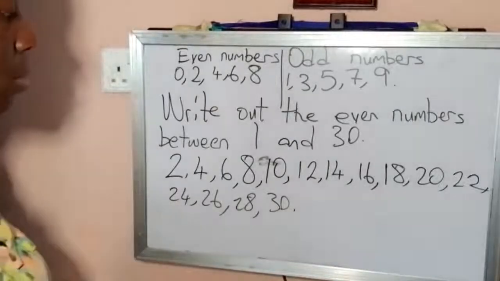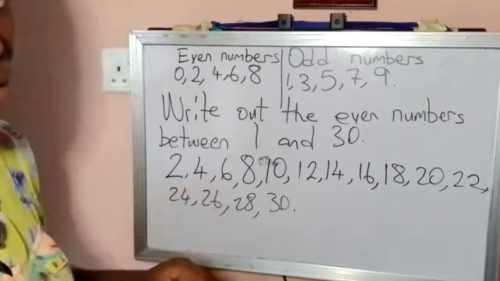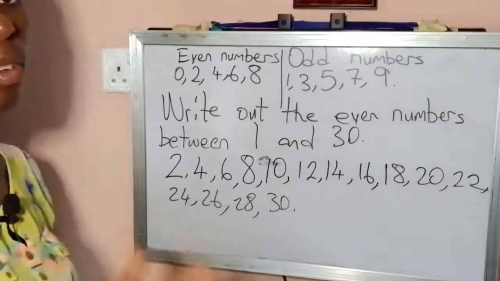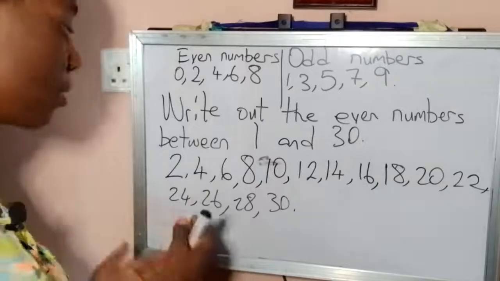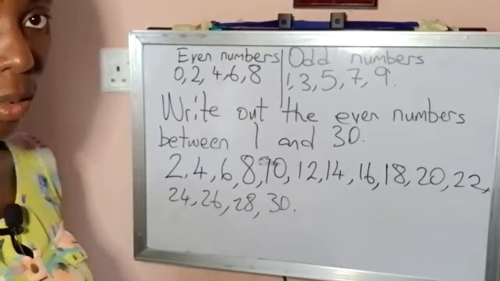Do not make the mistake of saying 2 plus 2, you have 4, then the next you write 5. No. Always, it progresses by 2, as the difference between consecutive even numbers will always be 2. Let's see another question.